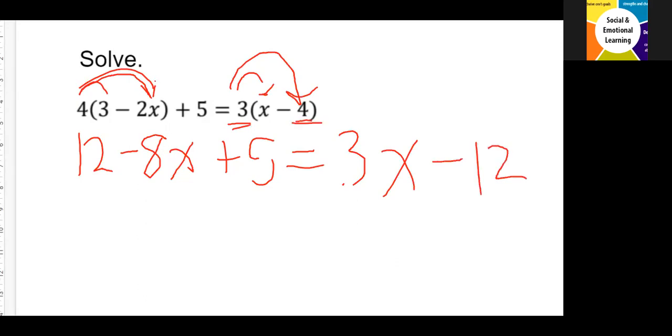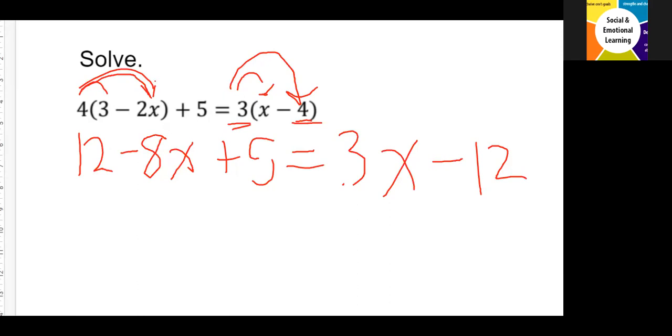Okay, so now let's do what we did in the last example. Let's put all our x terms on one side, all of our constants, those are just the numbers, on the other side. Jason, can you help me out? Can you put all of the terms that have an x on the left side, and then all of the constants on the right side, Jason?